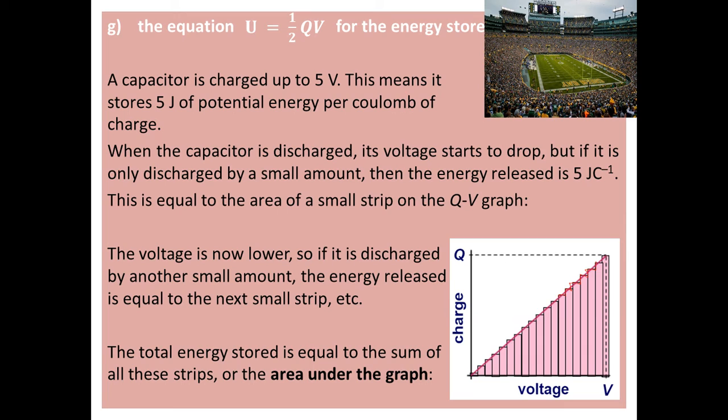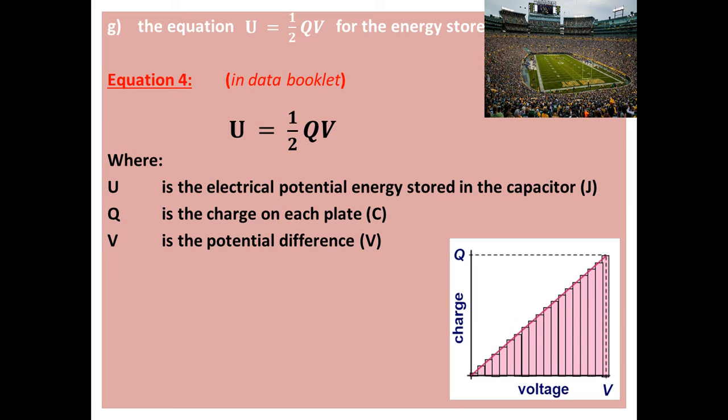Now, the total energy stored will be equal to the area underneath that graph. It's obviously a triangle, so it'll be half base times height, or half times Q times voltage. And this gives us equation 4. Now this is in our data booklet, so the energy stored is the area under that graph. So U is the energy stored, the electrical potential energy. Q is the charge, which comes on the y-axis, and V is the potential difference from the x-axis.